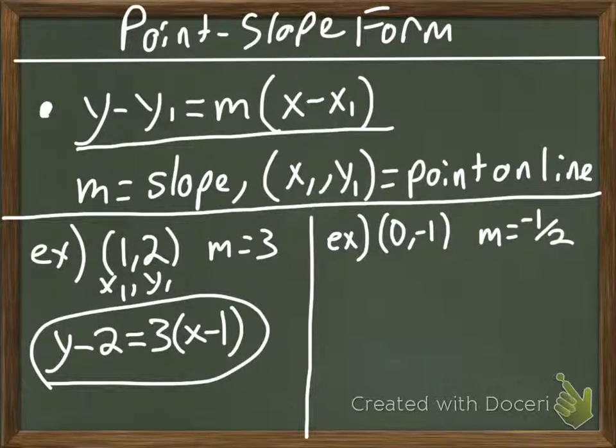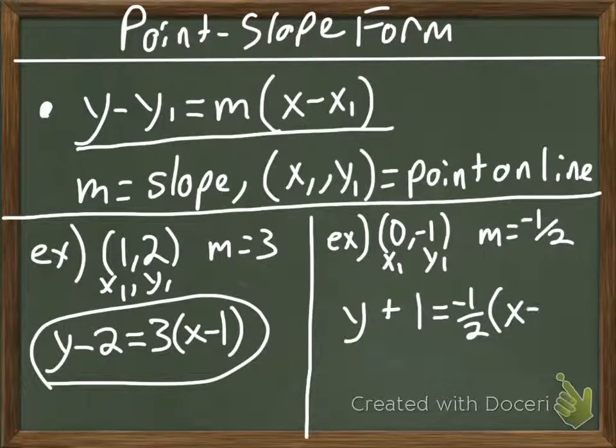Okay. The second example, we have the point 0, negative 1, and the slope m equals negative 1/2. So let's label it x1, y1. So we're going to go y minus y1, but we see we have a minus a negative 1. Well, that minus negative 1 turns into a plus 1. So we get y plus 1. That's going to equal our slope, which is negative 1/2, times x minus x1, which is x minus 0. And we really don't need that minus 0, so we can just say it's just x. And there we have this in point slope form.